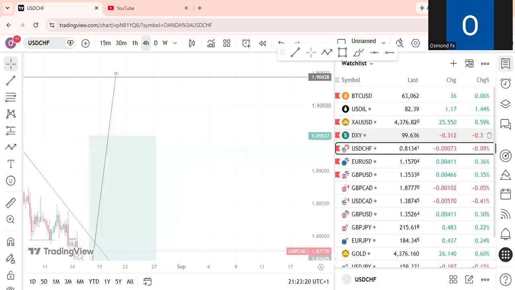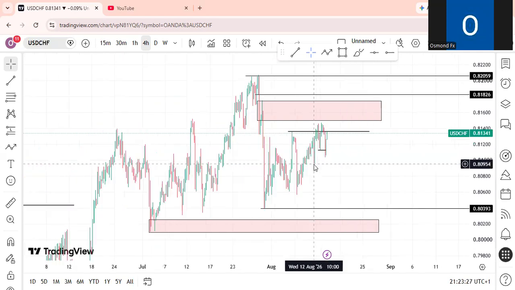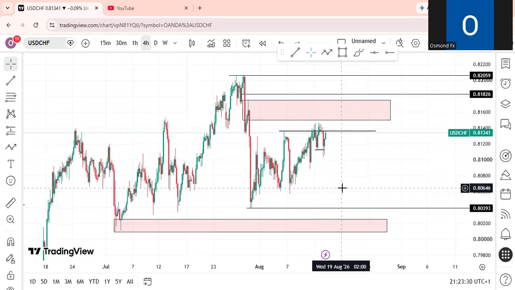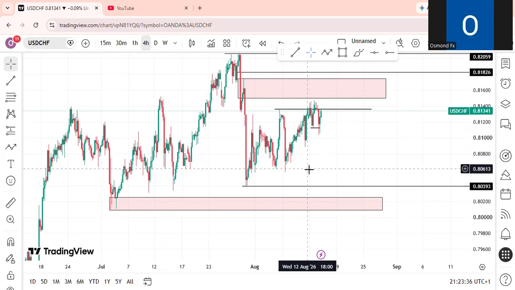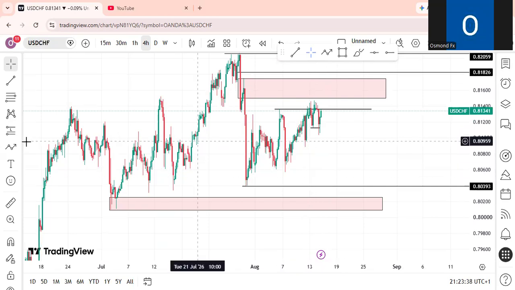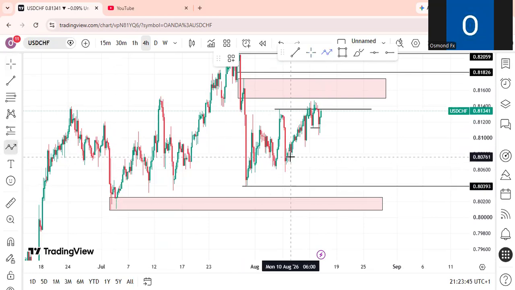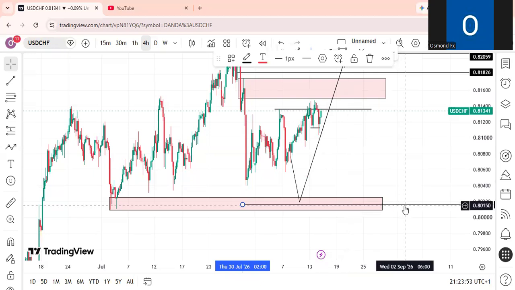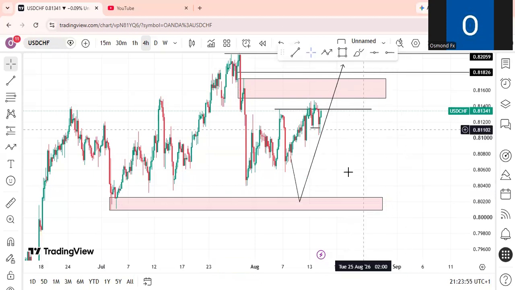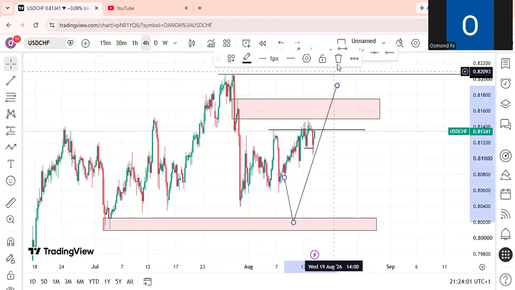Let's go to USD CHF. Throughout last week, I didn't trade USD CHF. The reason is because I actually wanted USD CHF to touch this extreme demand zone here when the market was here. My intention was for the market to come back to this area before we see a massive buy to the upside, but that didn't happen. That's why I've been looking at USD CHF with one eye.